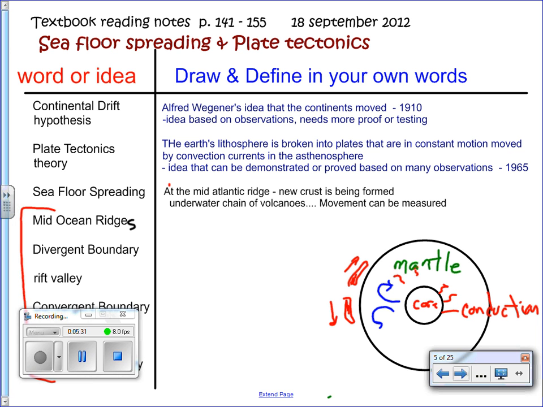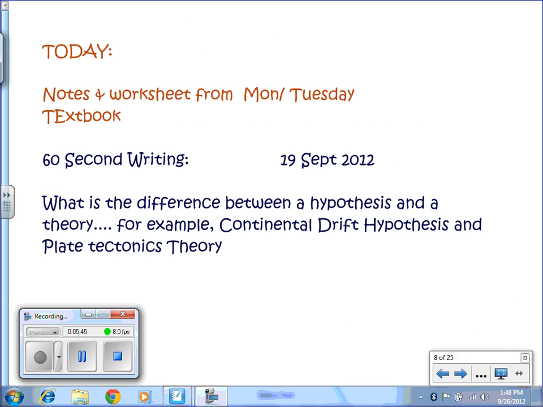Okay, so here, continental drift hypothesis, plate tectonics theory, and seafloor spreading. Let's take a look at what's next. Okay, our next 60-second writing was, what is the difference between a hypothesis and a theory?